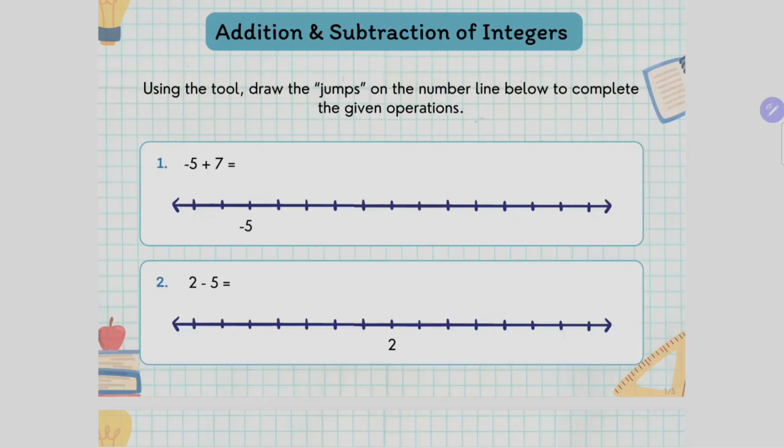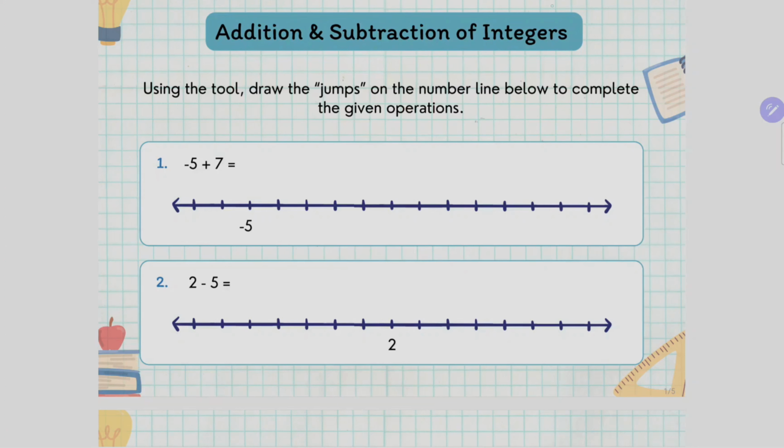We'll be using this interactive style worksheet to draw the jumps and figure out the answers. Ready to jump in? Remember the rules that we just talked about. Rule 1, you start at the first number of the equation. And then rule 2, the sign of the second number tells you which way to jump. A plus means jump towards the right, towards the positive numbers, and the minus sign means that you jump towards the left, towards the negative numbers.